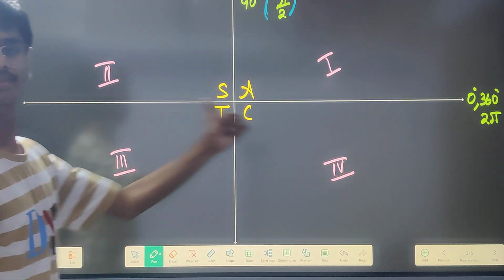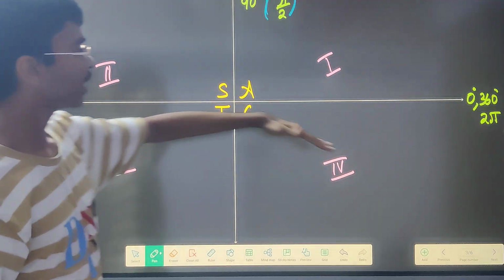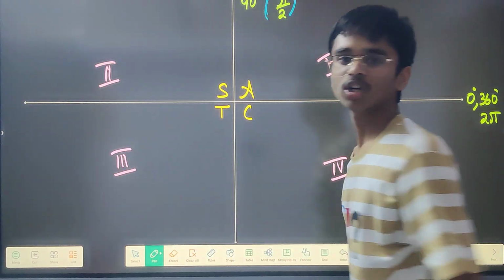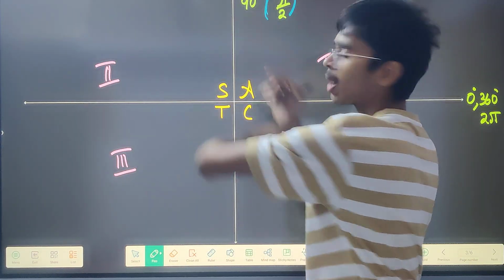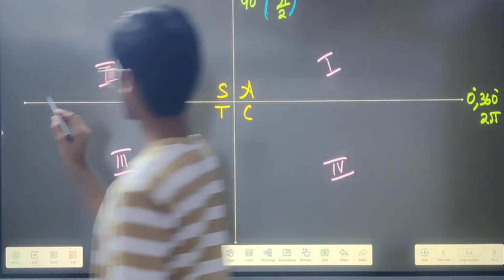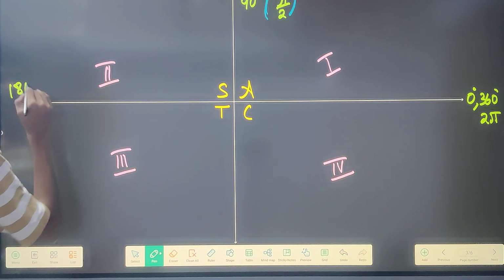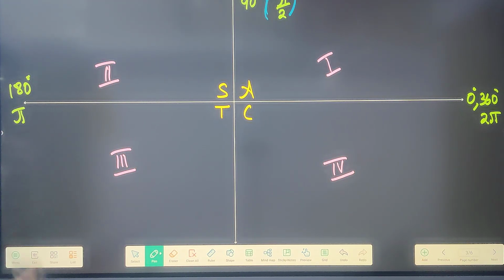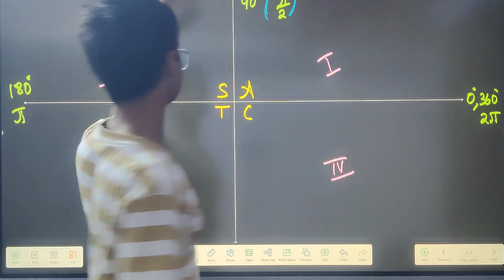Then what will be this line? This is going to be exactly like this now. So then what will it be? This is 90 degrees. These two are perpendicular to each other. This is actually 180 degrees. Okay, so it is right angles from here.